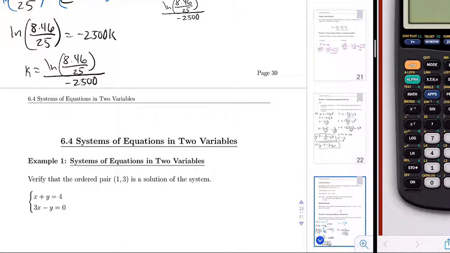Okay. So then the half-life ends up being approximately 1,600 years.